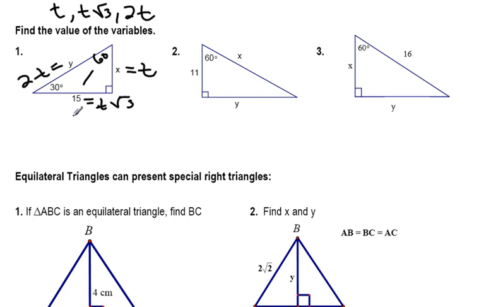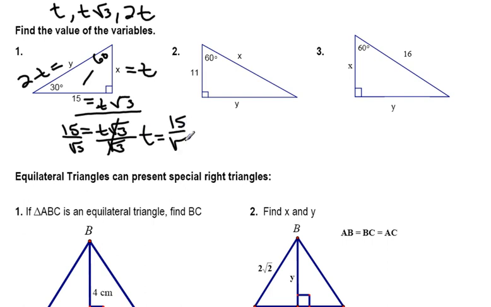Now the equation that's set up here, it doesn't say t equals, so we have to solve for t. So we have the equation 15 equals t times the square root of 3. So in order to isolate our t, or to get t alone, we want to divide both sides by the square root of 3. So we get t equal to 15 over the square root of 3.